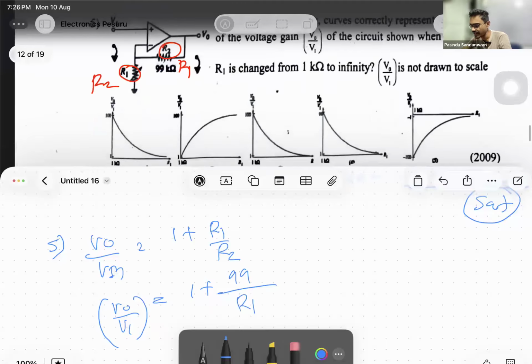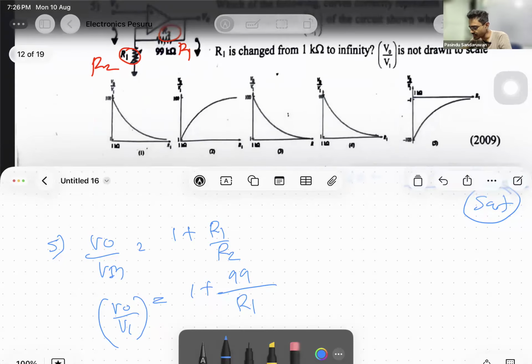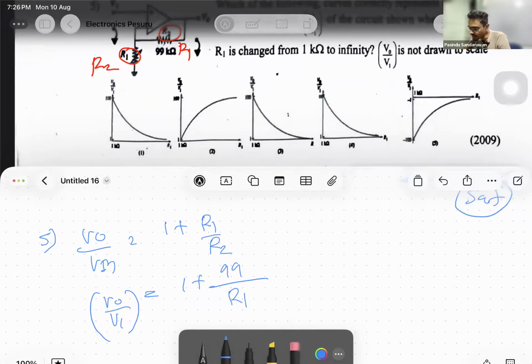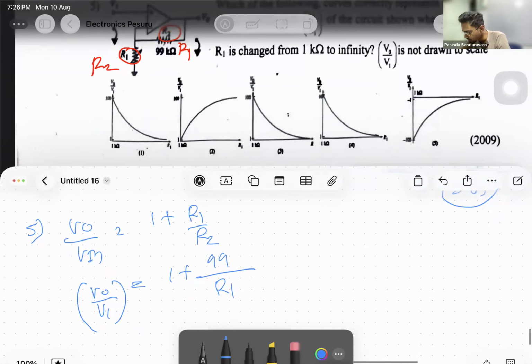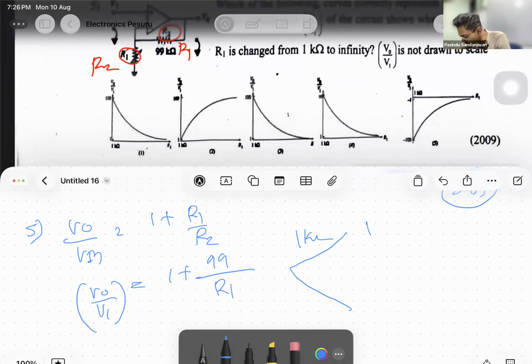Let's check the ends first. R1 is changed from 1 to infinity. When this is 1 kilo ohm, V out over V in equals 1 plus 99 over 1, that is 100. So the graph starts at 100.